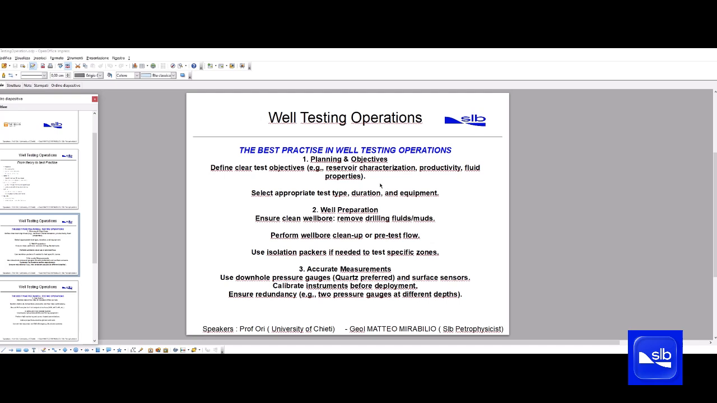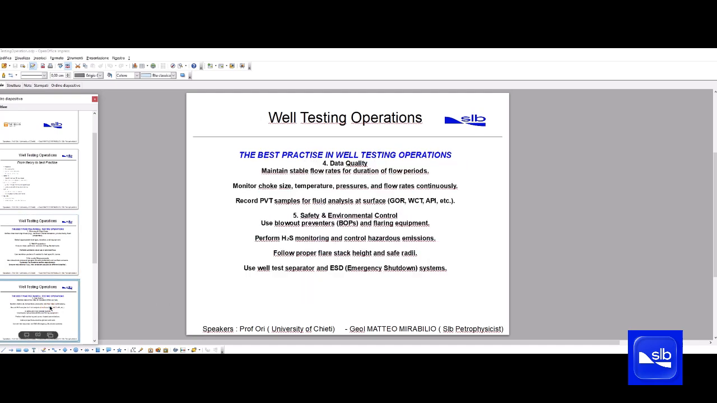Planning and objective: define a clear test objective, for example, reservoir characterization, production, fluid and properties. Select the appropriate test type, duration, well preparation, and also accurate measurements, like using a downhole pressure gauge. Calibrate instruments before deployment, ensure data quality, and monitor the flow rates continuously. Record the PVT samples of the fluid.